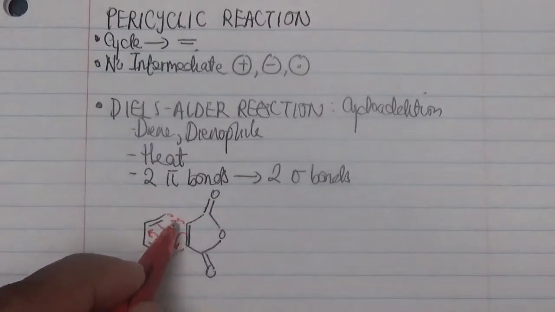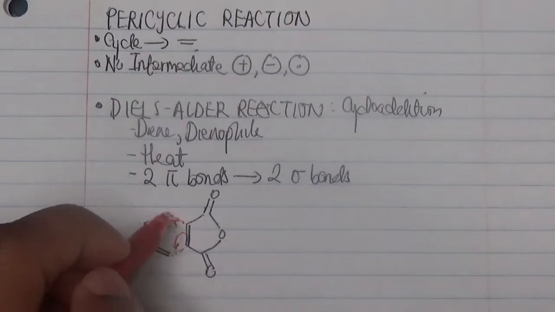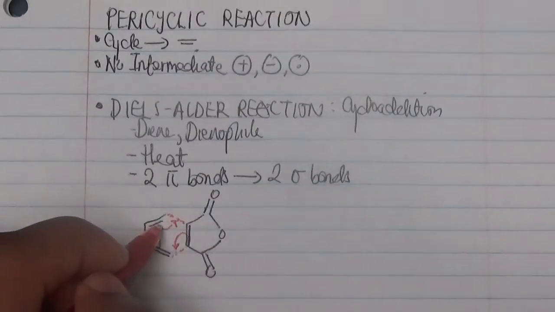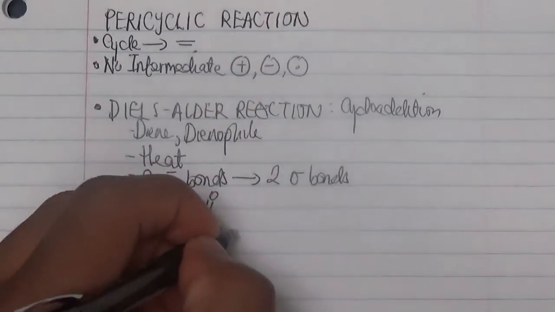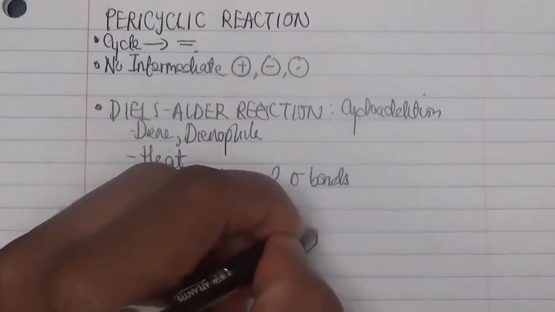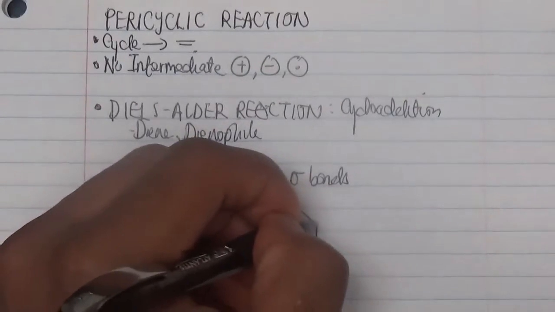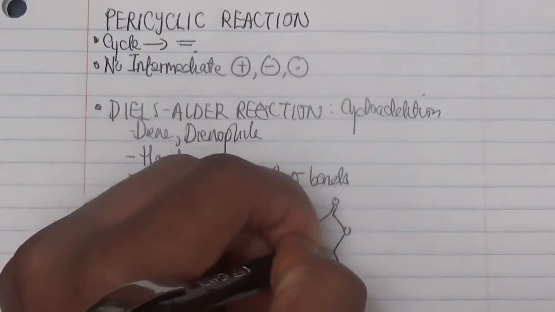So this is the delocalization of electrons over here, which is in a cycle that leads to the formation of our two sigma bonds by losing two pi bonds over there. Now this leads to the formation of our product, which we have over here, which forms a 6-membered ring region over here, and then we have our other segment, which we have over here.